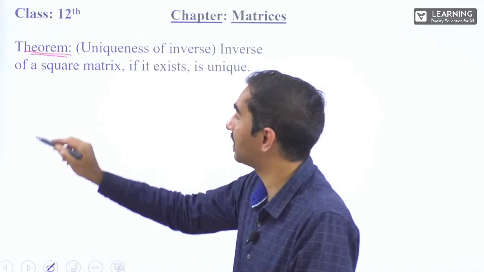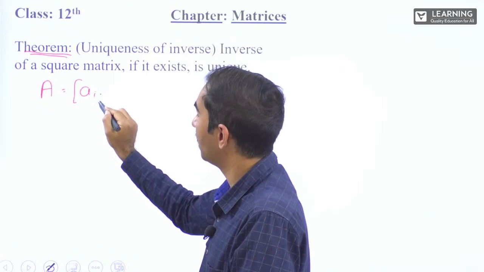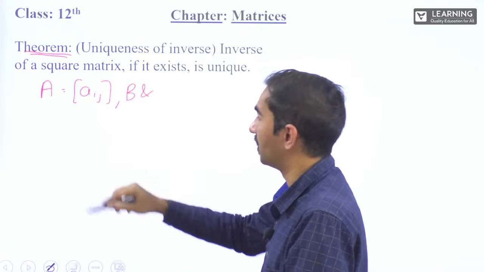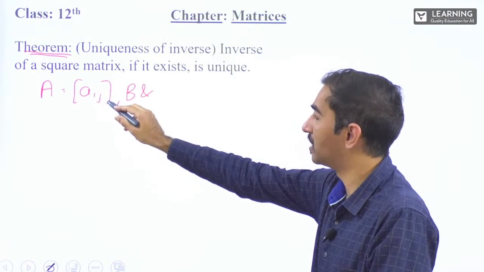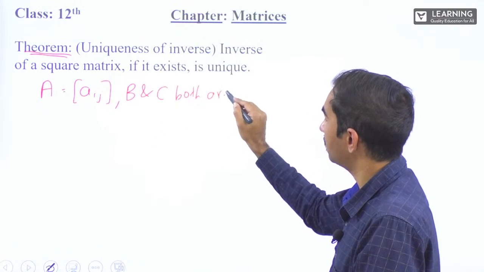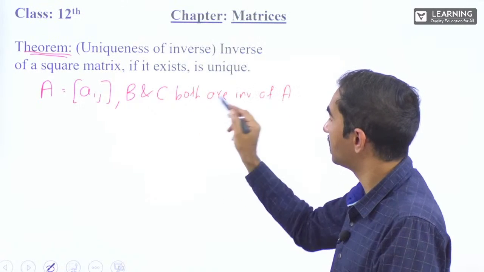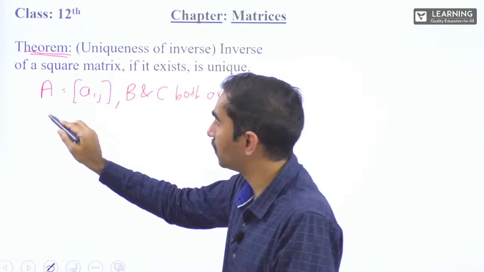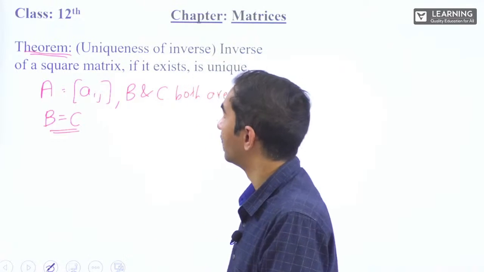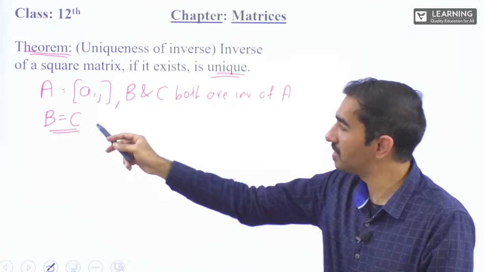For example, let us take A as a matrix given by Aij, and B and C both are inverse of A. Then what can we prove here? We should show that B is equal to C. This is what we have to show. That is nothing but: the inverse of a square matrix, if it exists, is unique. B is equal to C.